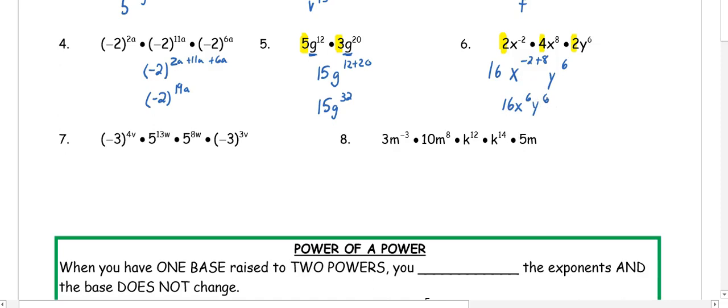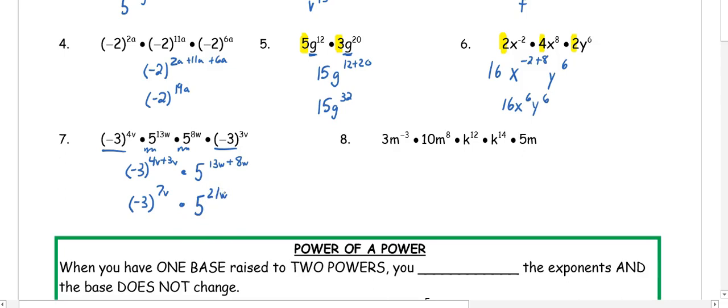Number 7, we have two different bases here. We have parentheses negative 3 to the 4v plus 3v, and we have 5 that has exponents, so 5 to the 13w plus 8w. This time, 5 and negative 3 don't multiply together because they both have exponents with them. So we're just going to simplify the exponents by adding them, so we get negative 3 to the 7th v times 5 to the 21st w.